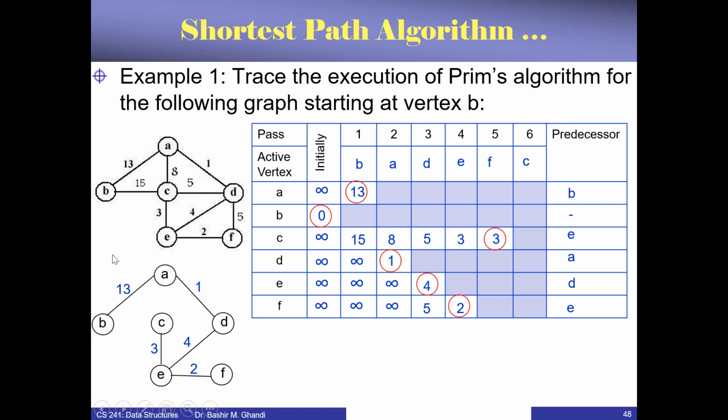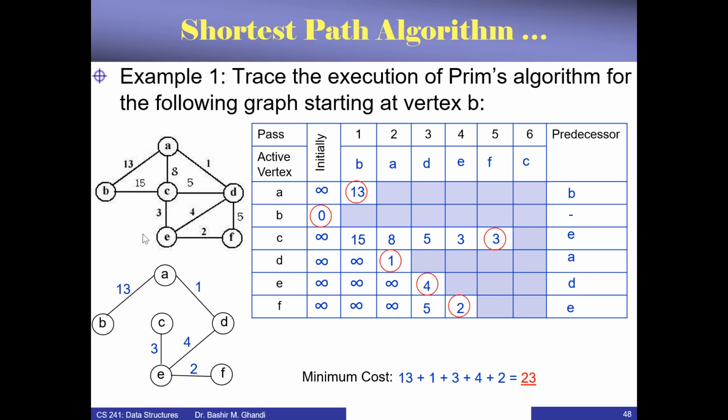What is the minimum cost? Just add these values and you get the minimum cost. So the minimum cost is 13 plus 1 plus 3 plus 4 plus 2. If you add them up, you will have 23. This is how to find the minimum cost spanning tree for a graph using Prim's algorithm. We use the same table, same idea as in Dijkstra's algorithm. The only difference is we will not be accumulating the cost from the source. Just be considering the weight of the edges that you are considering.